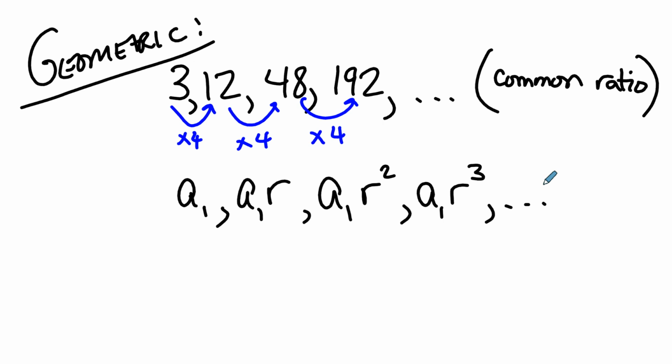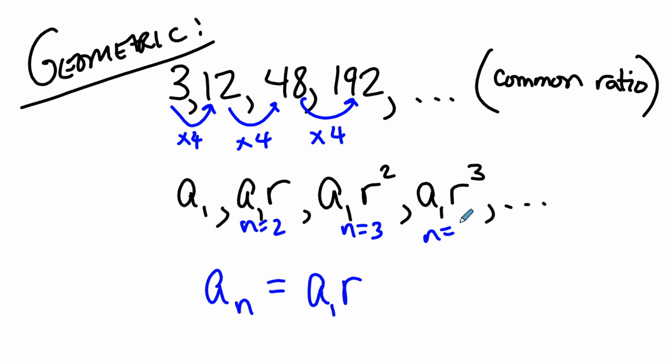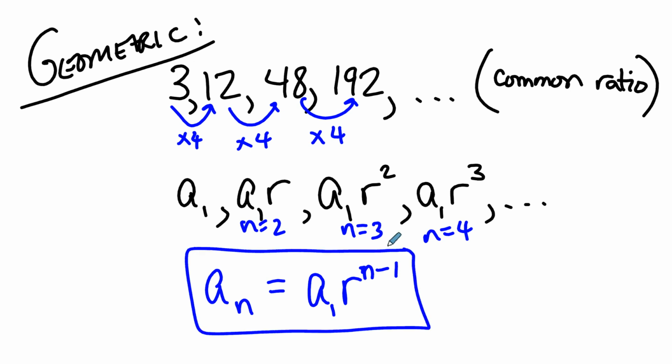So we might well ask, what's the nth term of a geometric sequence? Well, the nth term appears to be the first term times r to some power. Well, what power? This is the n equals 2 case, this is the n equals 3 case, this is the n equals 4 case, and so it appears, as before, that there's n minus 1 copies of r, and that seems right. This is the nth term of a geometric sequence.